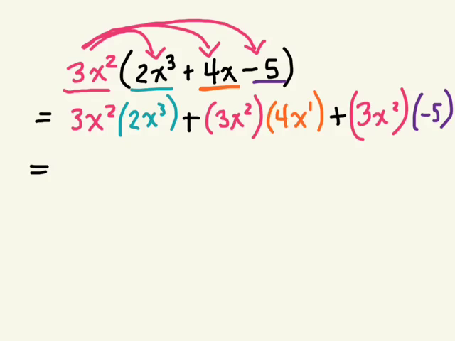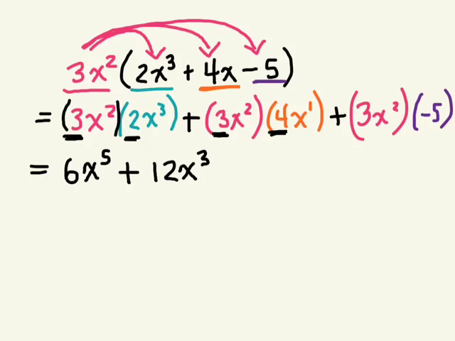Well, now we're multiplying powers together. What do you do when you're multiplying powers? Yep. We need to add the exponents. So we need to first multiply the coefficients. What's 3 times 2? What's x to the power of 2 times x to the power of 3? X to the power of 5. Then we need to multiply 3 times 4. X squared times x. X to the power of 3. Again, we're adding the exponents.